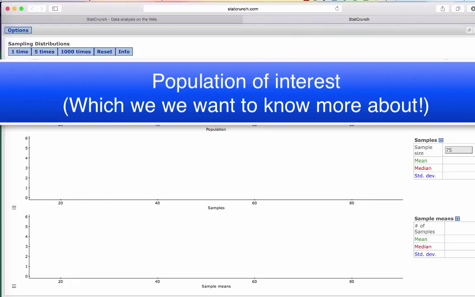So what we're going to do is take a sample of 75 individuals from this population, and we're going to see what the mean is. Now, I'm going to hit this button over here one time, and what you'll find is I will have 75 individuals sampled. The mean of those individuals will be calculated, and that will be plotted. Let's see what happens.